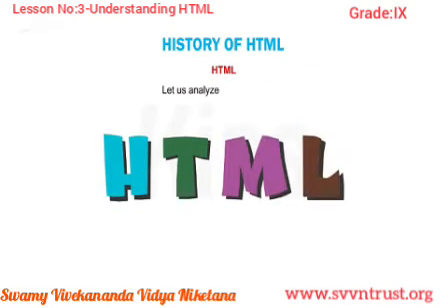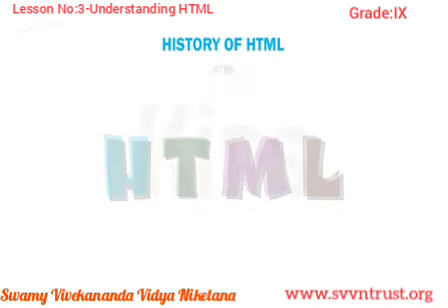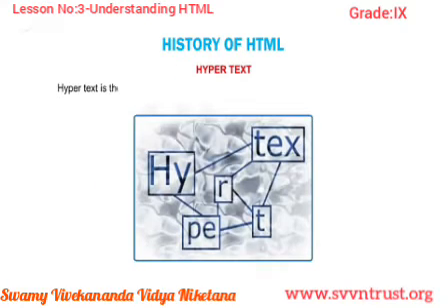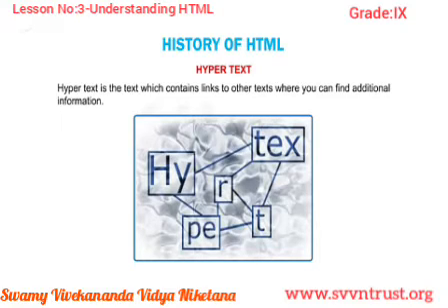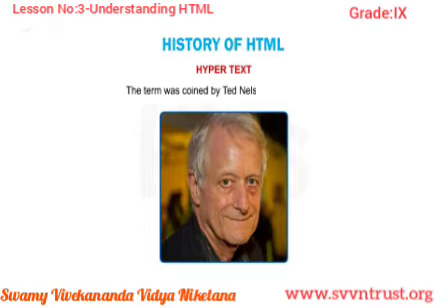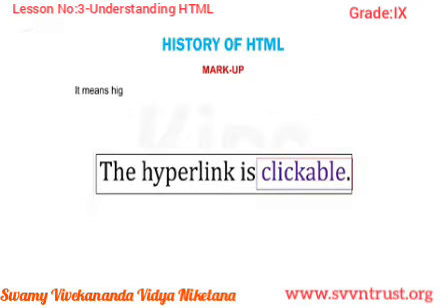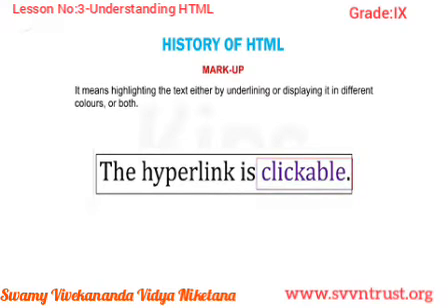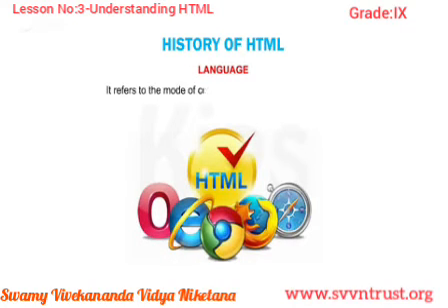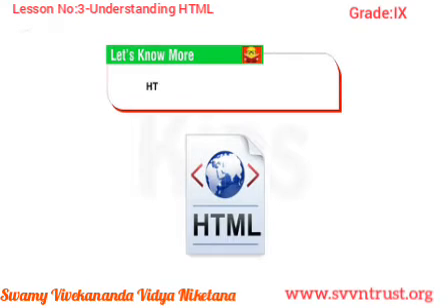Let us analyze the word HTML. Hypertext. Hypertext is the text which contains links to the other text where you can find additional information. The term was coined by Ted Nelson around 1965. Markup. It means highlighting the text either by underlining or displaying it in different colors or both. Language. It refers to the mode of communication between web pages. HTML has its own syntax and rules. Also, HTML is not a case-sensitive language.